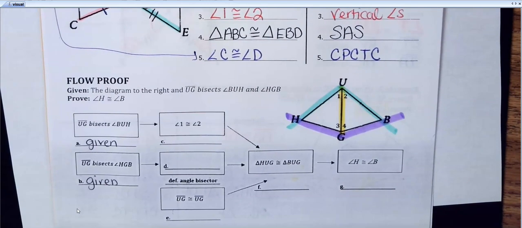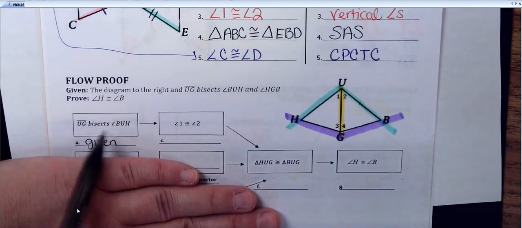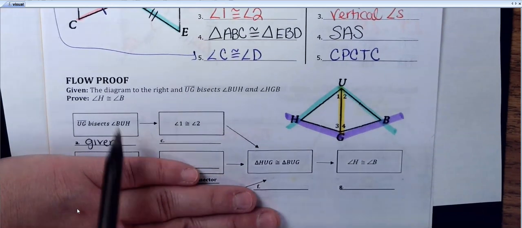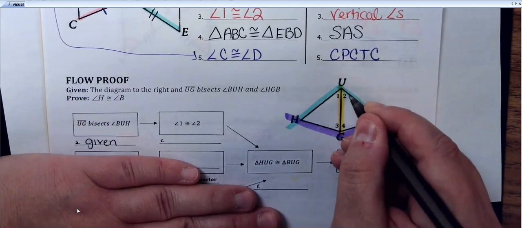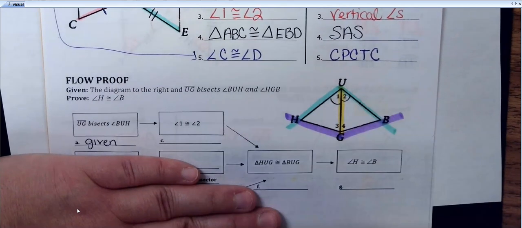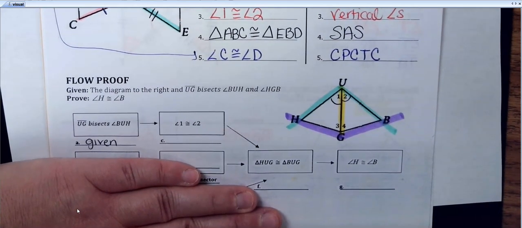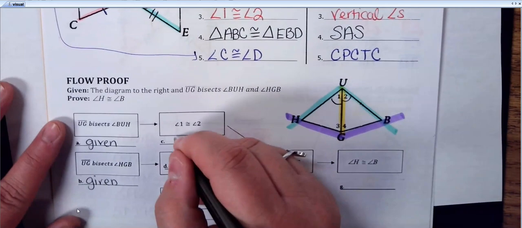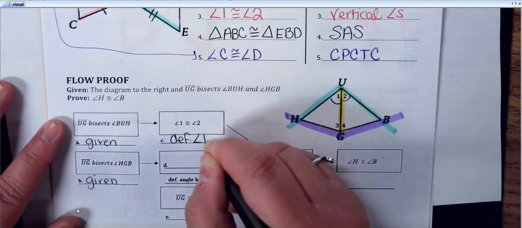Okay, now here's how the flow proof goes. The first little thing says UG bisects BUH, that's the one I colored in blue on my paper. So that would give me that angle 1 and angle 2 are congruent. What would I use as my justification for that? Yes, okay, if I bisect an angle, it's got to be definition of angle bisector. Good. So I'm going to put definition of angle bisector here.